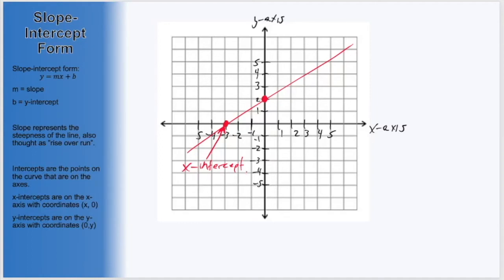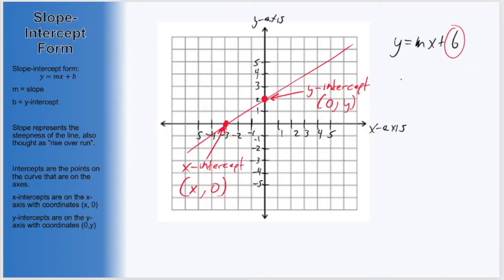These x-intercepts always have a y-coordinate of 0, because they are on the x-axis where y equals 0. On the other hand, the intercepts that are on the y-axis, such as this one here, are referred to as the y-intercepts. And these y-intercepts always have an x-coordinate of 0, as they are on the y-axis where x equals 0. It is these y-intercepts that appear in our slope-intercept form, where the b is the y-coordinate of the y-intercept.